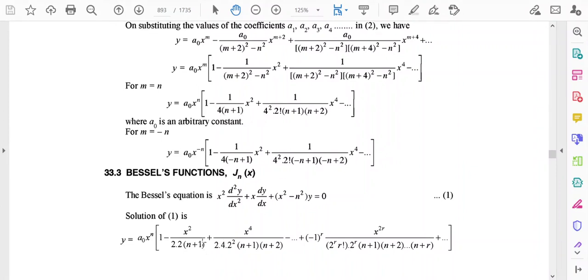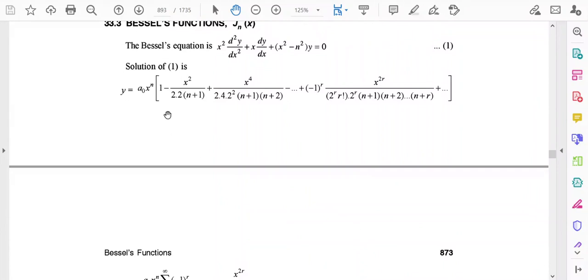We have just written it after some rearrangement, that is, here this is x square, in the denominator 4, in place of 4 we are writing 2 into 2 into n plus 1. This we have written in this way, that is, this is 4 square 2 factorial, we are writing as 2 into 4 into 2 square into n plus 1 into n plus 2. So in this way, this is the rth term, this one.